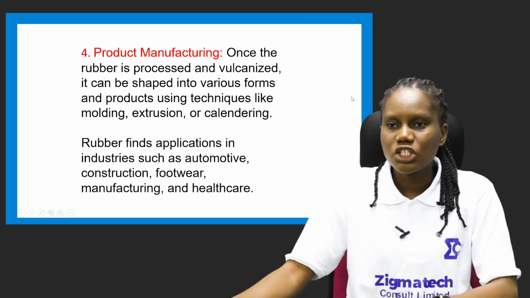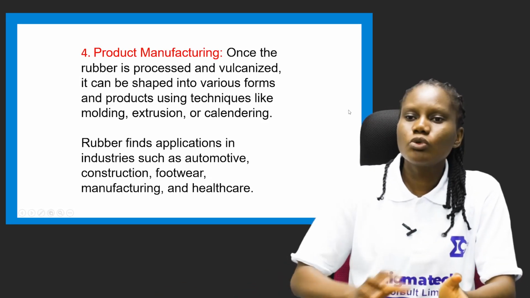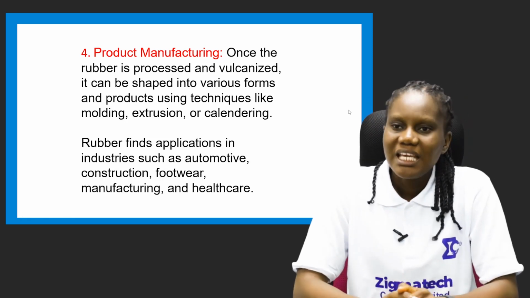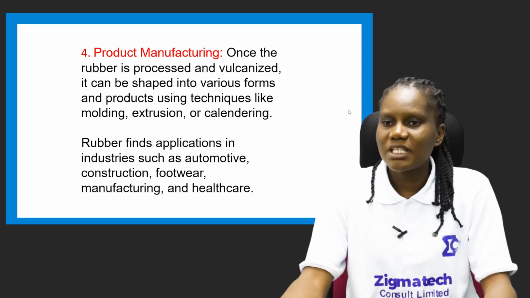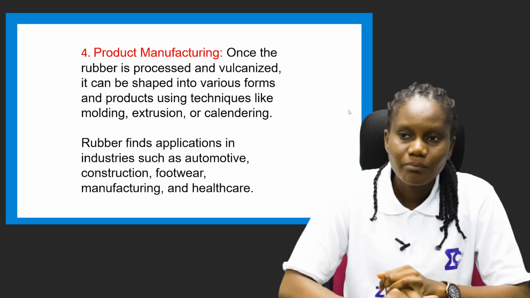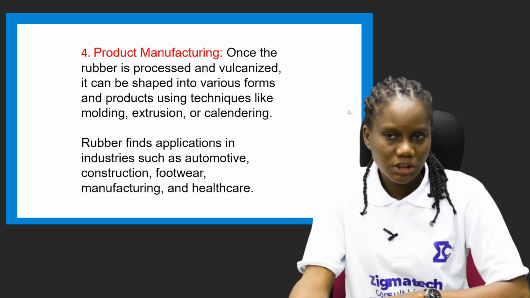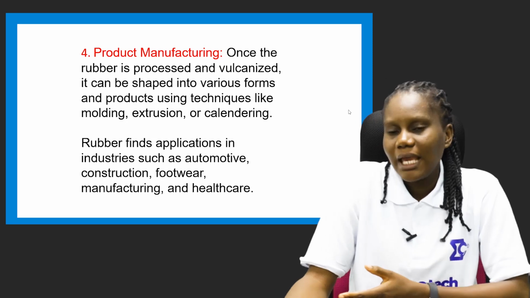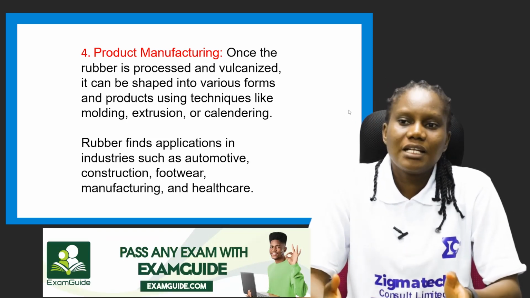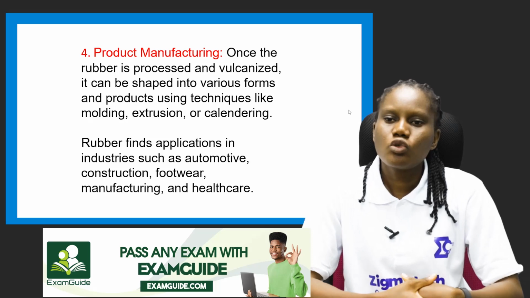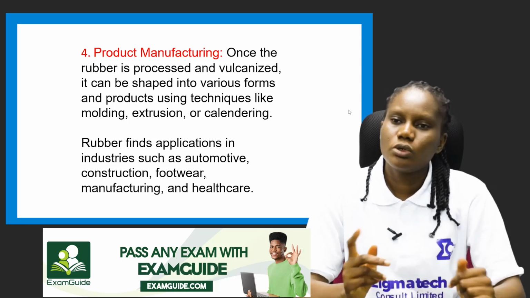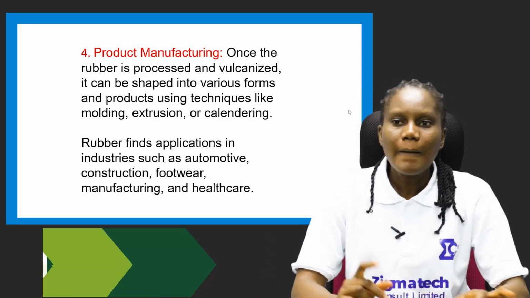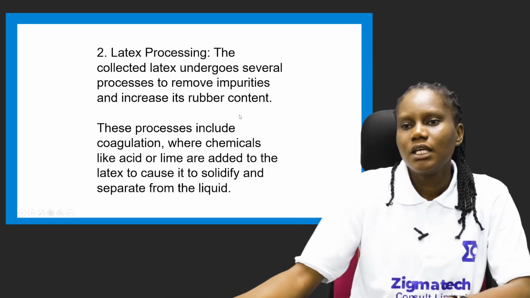After vulcanizing it, you go to product manufacturing. Once the rubber is processed and vulcanized, it can be shaped into various forms and products using techniques like molding, extrusion, or calendering. Any of these techniques you choose is just to get the end product, that is, your desired product. Rubber finds application in industries such as automotive, construction, footwear, manufacturing, and health care.